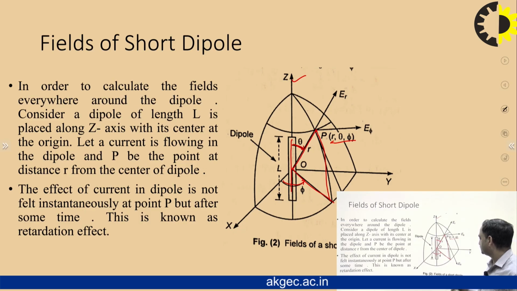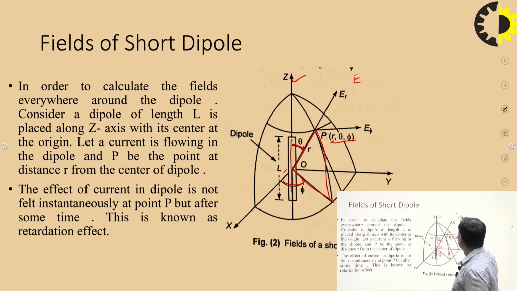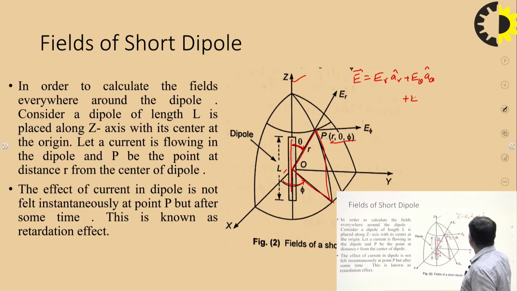Okay, so this is the geometry: capital L is the length of this dipole, and it is placed at the center of the xyz axes. If we are finding the electric field, what is its direction? There will be three components of the electric field: Er a_r, E theta a_theta, plus E phi a_phi.